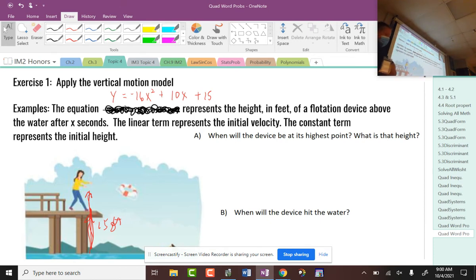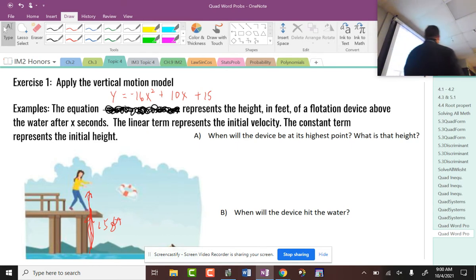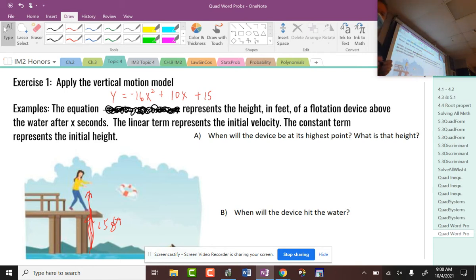Okay, so here we go. The equation, and then went back to y and x. All right, and a lot of times they do put it in these terms. Just remember, y is the height over time, and x is the time. So the equation represents the height in feet of a flotation device above the water after x seconds. The linear term represents the initial velocity, as we said. The constant term represents the initial height.